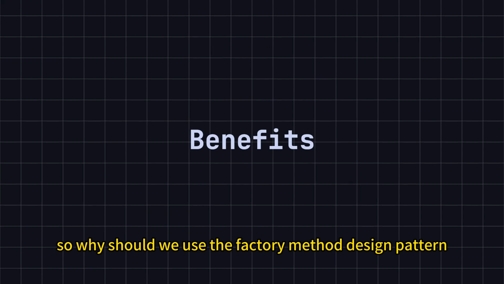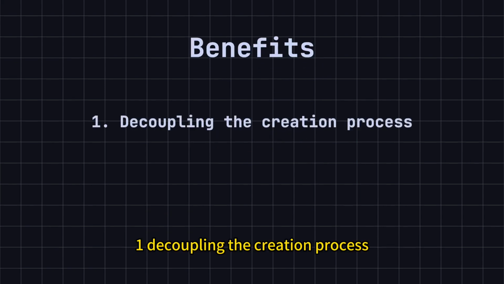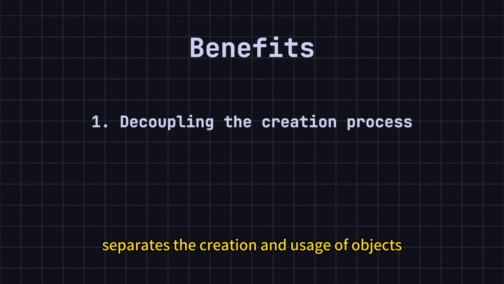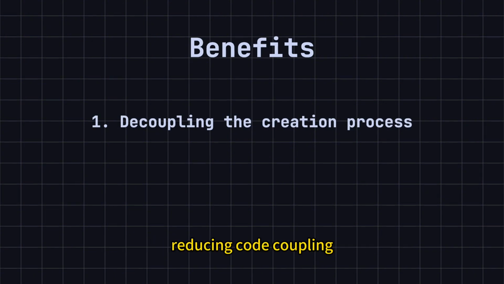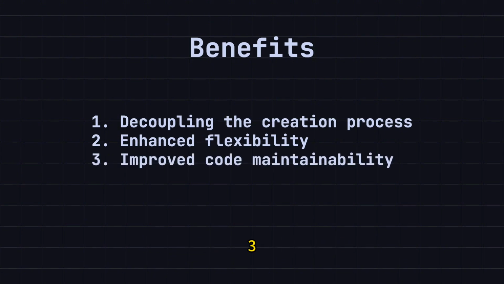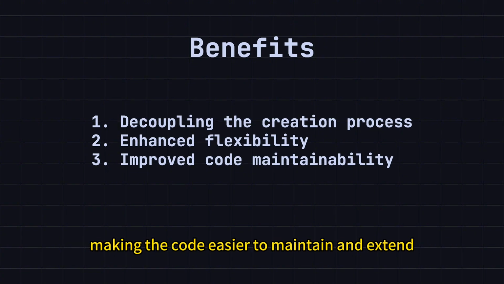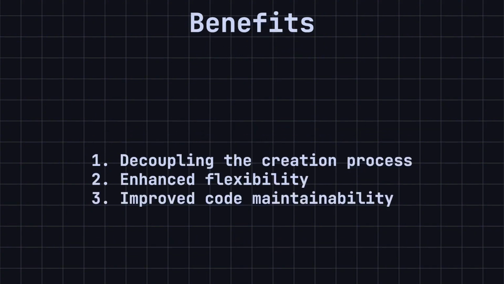So why should we use the factory method design pattern? Here are a few benefits. 1. Decoupling the creation process. Separates the creation and usage of objects, reducing code coupling. 2. Enhanced flexibility. Inheritance and polymorphism make it easy to extend new classes without modifying existing code. 3. Improved code maintainability. Centralizes object creation logic in the factory method, making the code easier to maintain and extend.